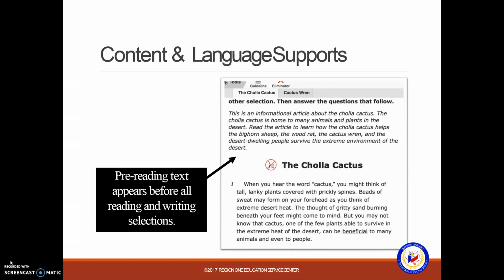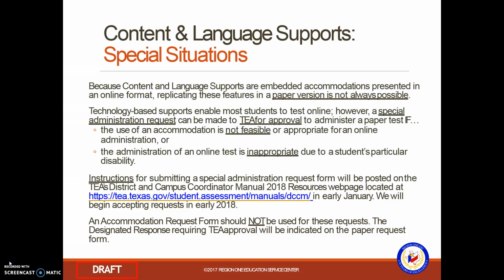Another language and content support is pre-reading text, which appears before all reading and writing selections. Special situations. Content and language supports are available on STAR Online, although some of these things can be replicated on the paper version.